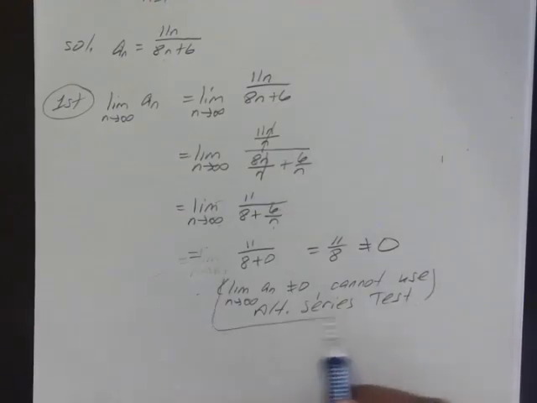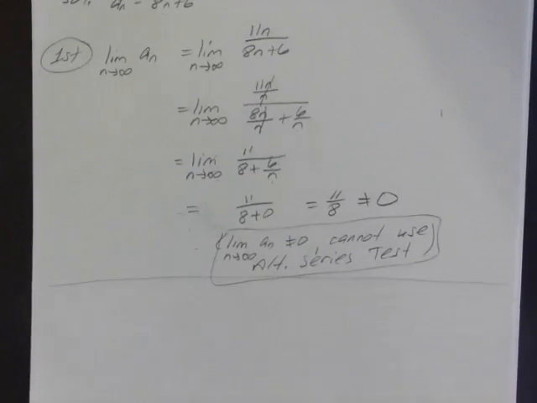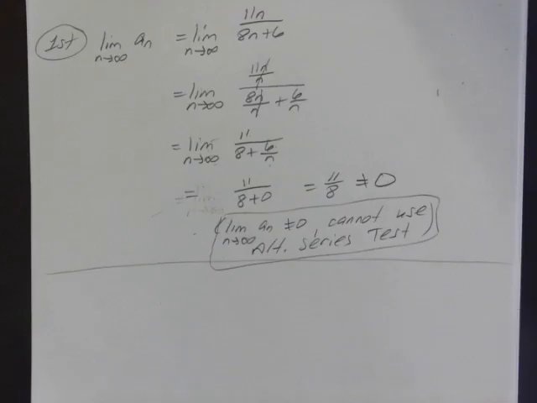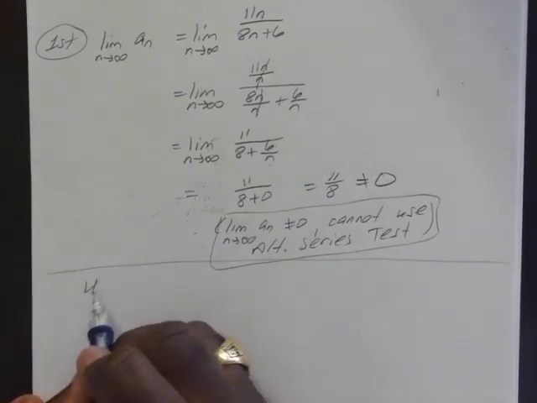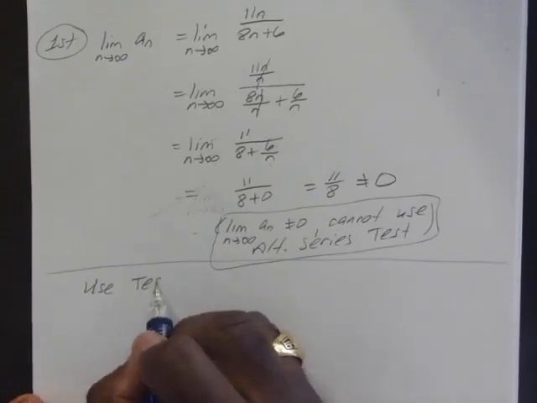Okay, so with that one, it would give us an inconclusive answer, but it doesn't mean we can't use another test. We just can't use this particular one because it doesn't meet the conditions. Okay, so what if we want to use the test for convergence? I mean divergence.